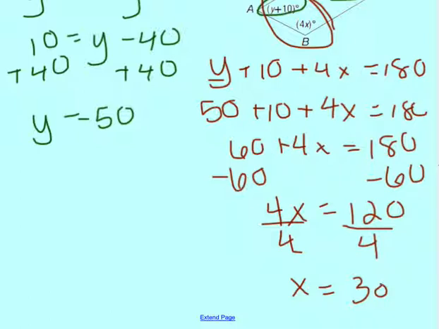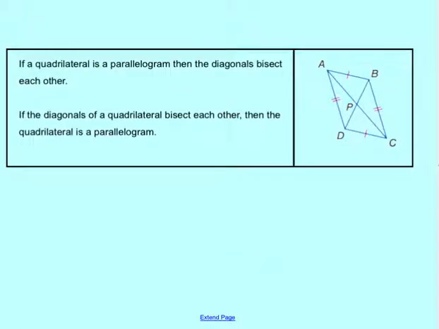Taking a look at that next property. If a quadrilateral is a parallelogram, then the diagonals bisect each other. So what does that mean? Well, that means that this diagonal part is going to be congruent to that diagonal part, and this diagonal part is going to be congruent to that one. So basically that makes P the midpoint of both of those lines. So both sides of the diagonal need to be congruent to each other.